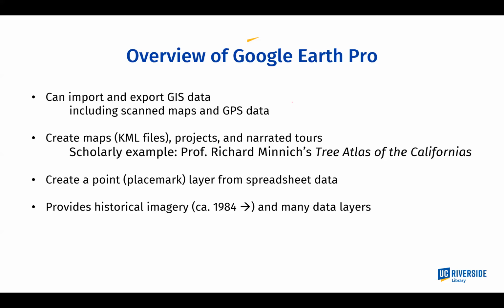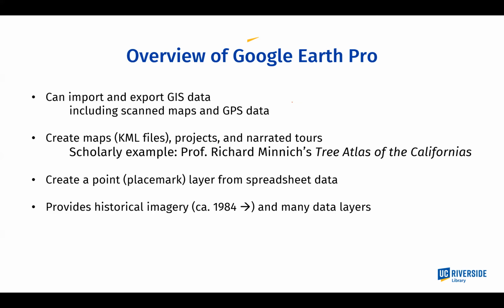I want to give a scholarly example of Google Earth Pro, which is another professor here in our geology section, Dr. Minnick. He mapped tree species in the Californias, which means from about the Bay Area, San Francisco area, south into Baja California. He created layers of the distribution of each species of tree, and he looked around at different options and decided Google Earth Pro was the way to create this atlas. So that's an example of it being used in an academic setting.